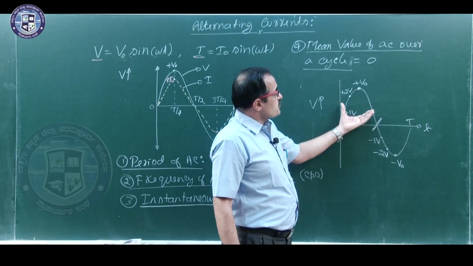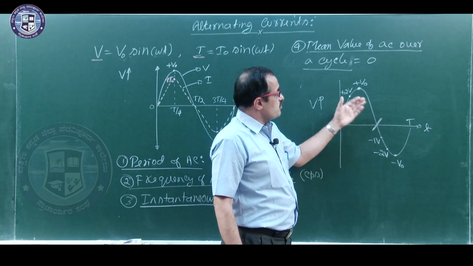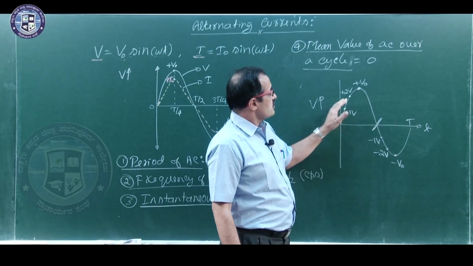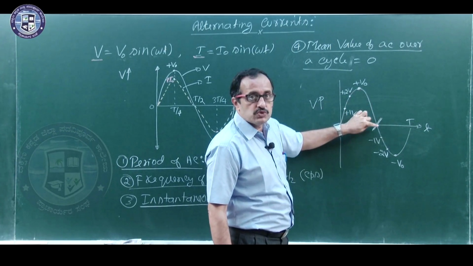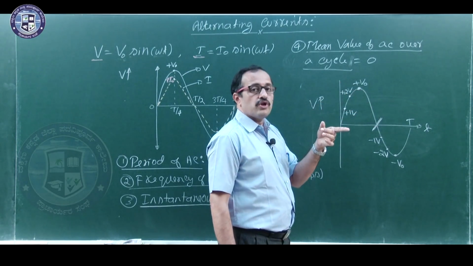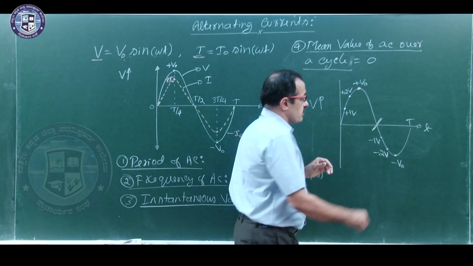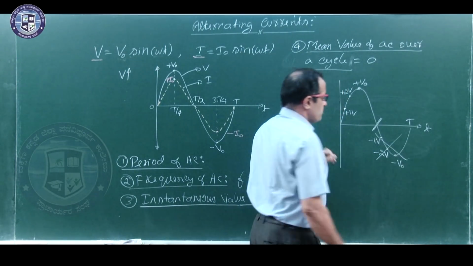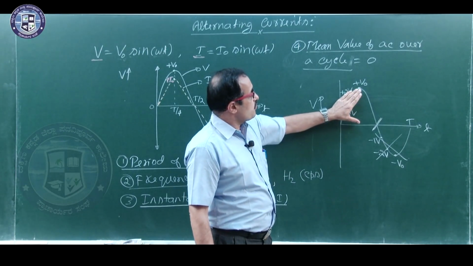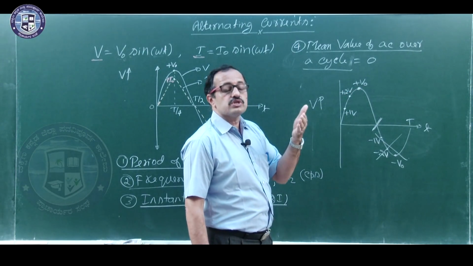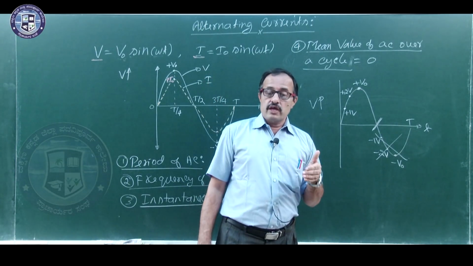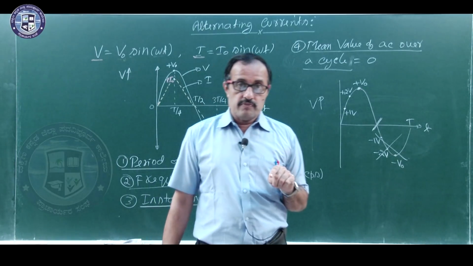If you take only half cycle, let us say the positive cycle, and add all the voltages here, because every point is an instantaneous value, then the answer is non-zero, because there is no negative value. The negative cycle is neglected. So, we take only the positive cycle and find the average. Then we get the answer, that is known as the mean value of AC.